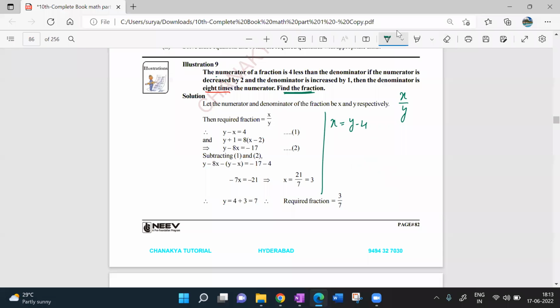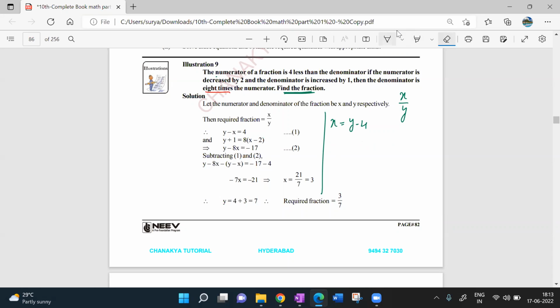Yes, sir. Yes. And if the numerator is decreased by 2 and the denominator is increased by 1. So the numerator is decreased by 2, right? Now let us write the numerator decreased by 2. So x minus 2. Okay. Which is equal to, and the denominator is increased by 1. So y plus 1 minus 4. Okay. Then the denominator is 8 times the numerator. Or else we'll do one thing. As per this, we will make an equation here.